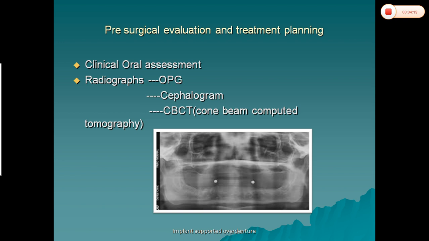After a general examination of their systemic health, you have to do a clinical oral assessment. Clinically you have to check the edentulous ridges. We are talking about an edentulous patient. We have to clinically assess the ridges: size, shape, form of the maxillary and mandibular ridges, and their relation. Interoral space, everything should be evaluated. Then the mucosa, condition of the mucosa, frenal attachments. Everything should be assessed.